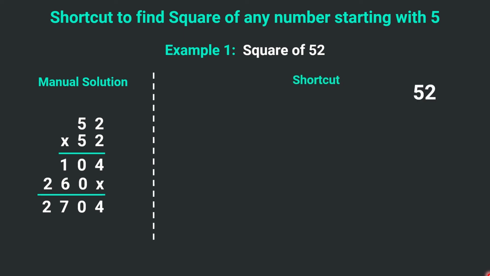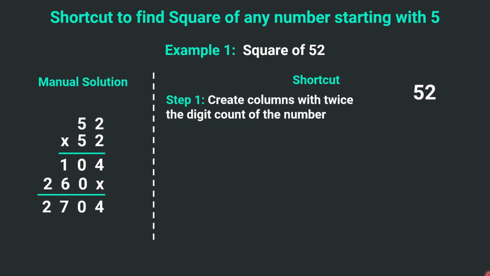So this is the number for which we have to find out the square. In the first step of our shortcut, we have to create columns with twice the digit count of the number. In our number, the count of the digits is 2, so we have to make 4 columns. So 1, 2, 3, 4. These are the 4 columns which we will use for our calculation.